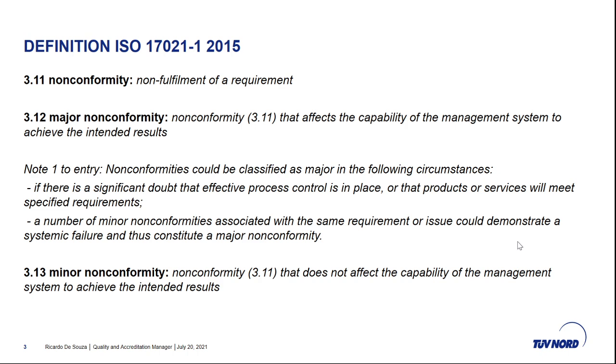So, if during an audit we identify that a certain auditor does not meet the requirements of qualification, that can be classified as a major nonconformity because you don't have evidence that that auditor meets the minimum requirements to perform the given audit.